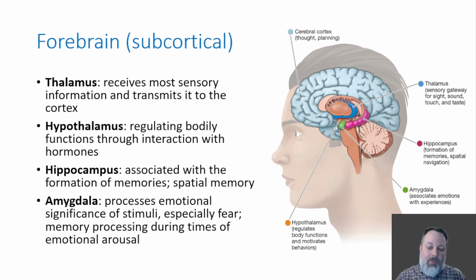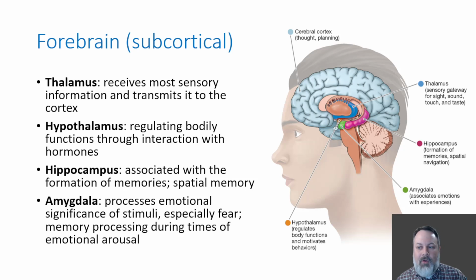So as we move up through the brain, we then get to the forebrain. And there's kind of two areas of the forebrain. When we think of a brain, you think of that wrinkly outer side that you can see, but there are subcortical structures inside of that. And that's what we're going to talk about first.